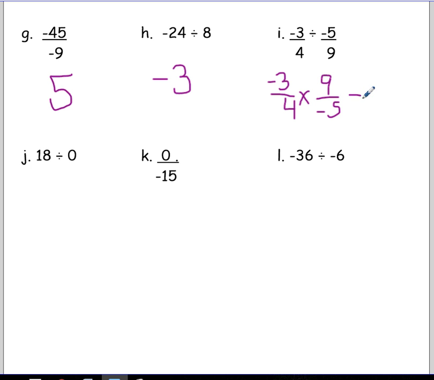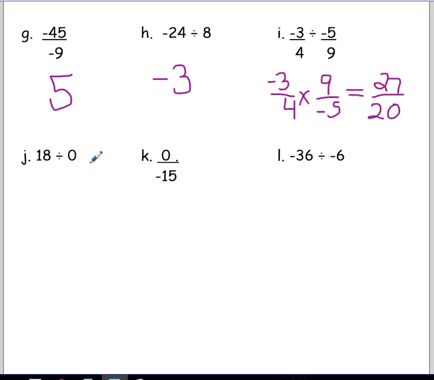So let's get back to this problem. I see 3 and 9 are multiples, but notice they're on the top, so I can't simplify them by dividing. I have to go from the top to a bottom. So let's just multiply straight across. 3 times 9 is 27, and 4 times 5 is 20. Again, notice I was ignoring those negatives. And then when we look at our problem, we have 2 negatives, so they build a plus sign, so our answer is positive.